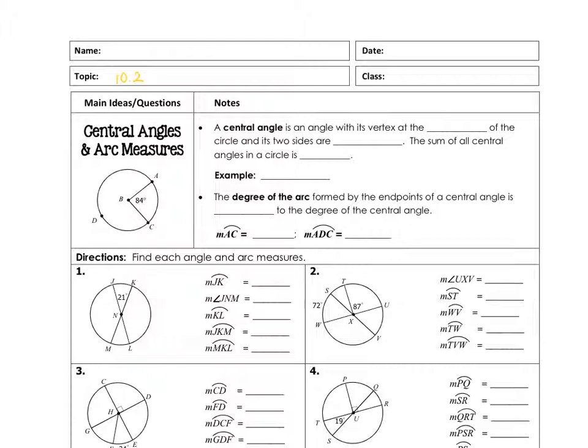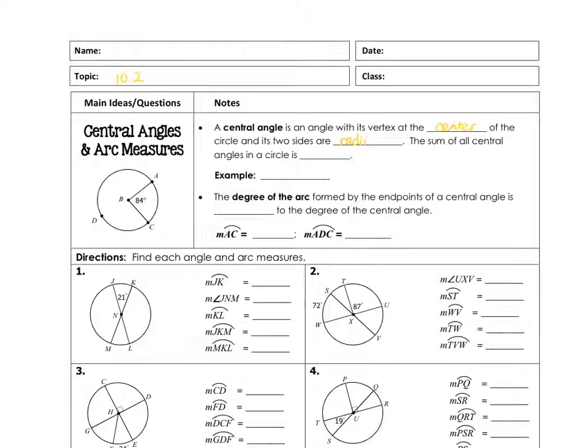By definition, a central angle is an angle with its vertex at the center. In this example on our left, it's point B. That's the center of the angle. And the central angle is formed with its vertex at the center and its two sides as the radii.